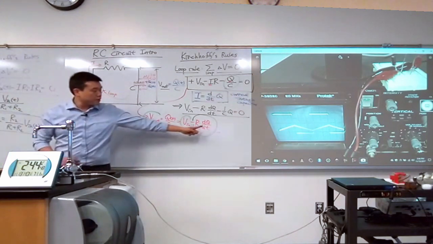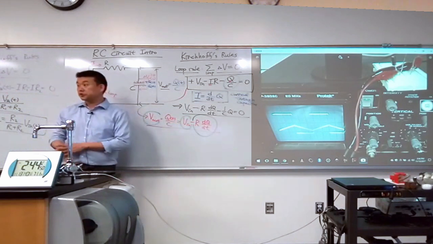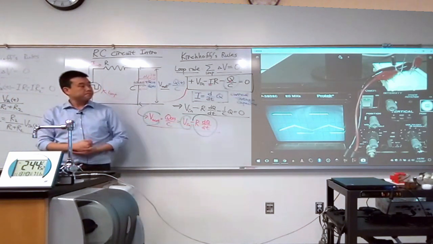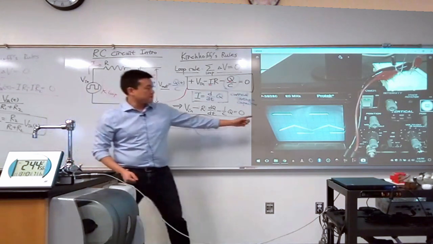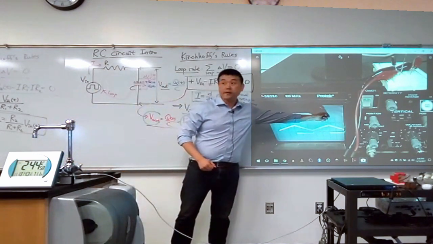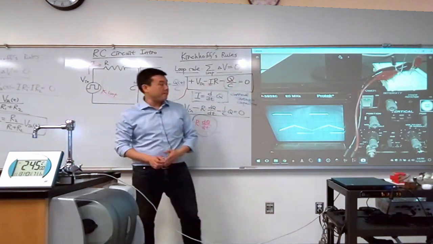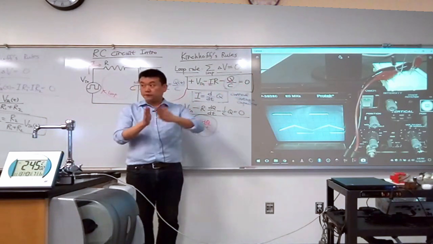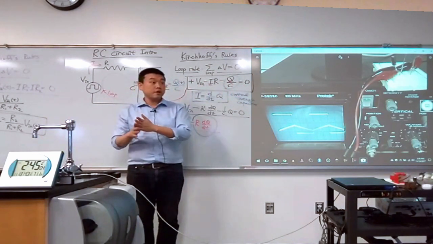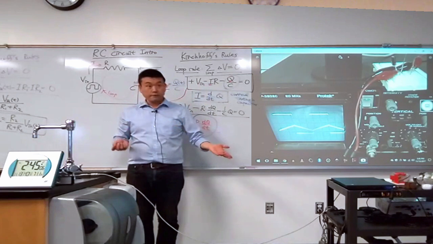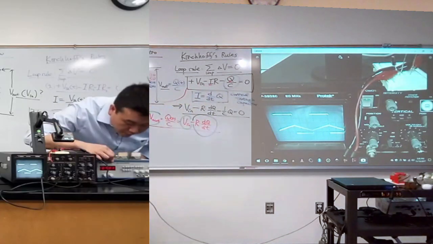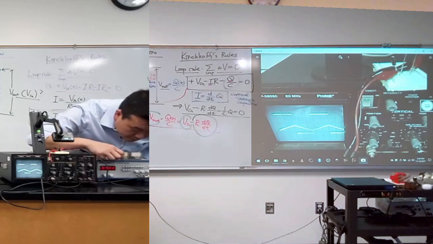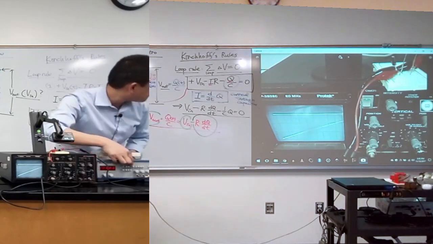But I can try to change the rate of change of charge. One control I have over rate is the period of the square wave. If I make my frequency of square wave smaller, that'll make the rate of change smaller, right? So let me try that. Right now it's running at 1 kilohertz.